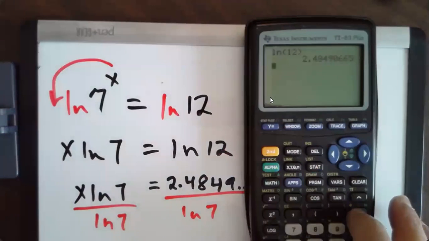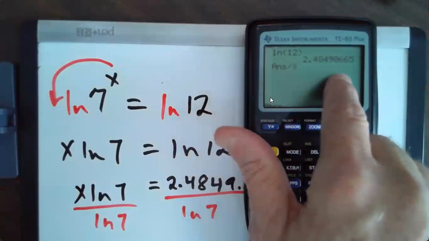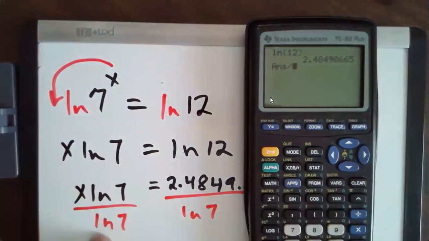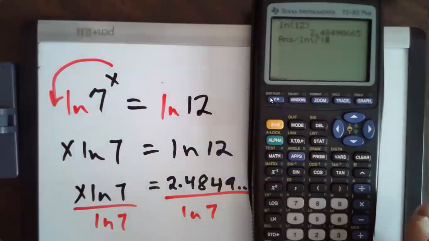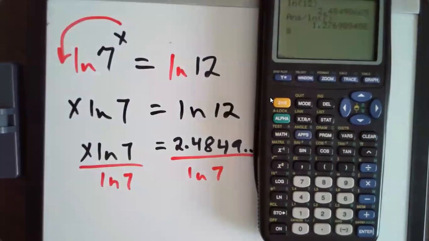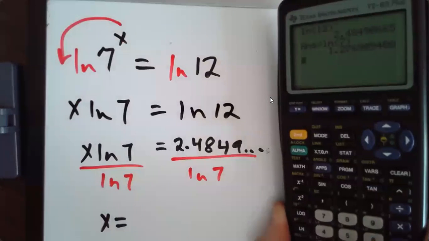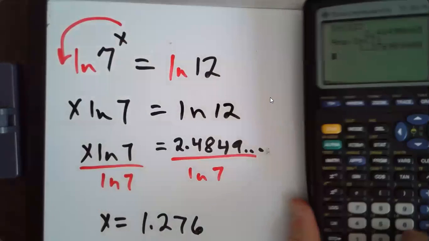We hit divided by, and you get answer divided by. The answer is the last thing that you had on your calculator, your last answer, divided by natural log 7. So we hit natural log 7, close the parentheses, and hit enter. And we get x equals 1.276989.